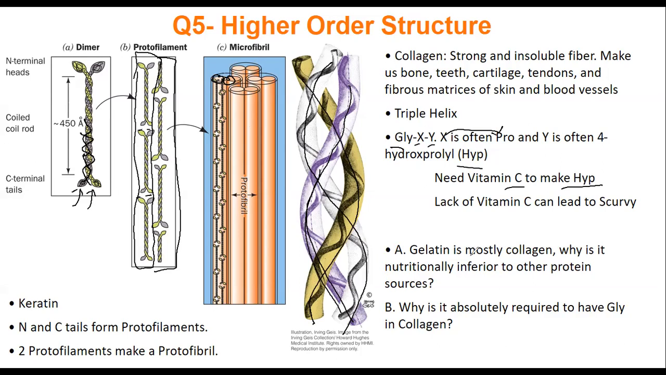So gelatin, mostly collagen. Why is it not good? Because it's made out of 3 amino acids, right? So question A is just for you to know what collagen is made out of. B, here's a thinker though. Why is it absolutely required to have glycine in collagen? Because if you look at collagen, it's glycine, amino acid, amino acid. X and Y are usually something, but why do we always need glycine there?